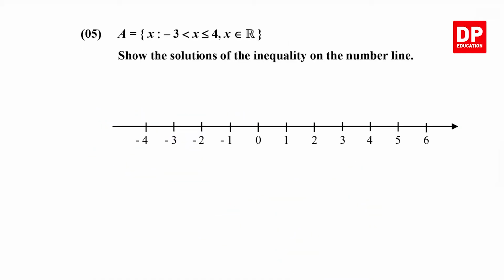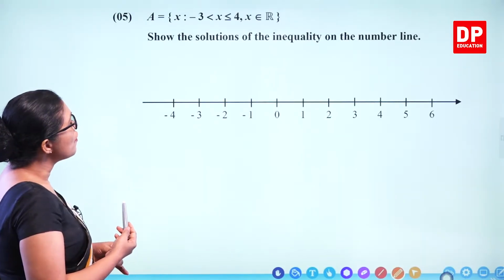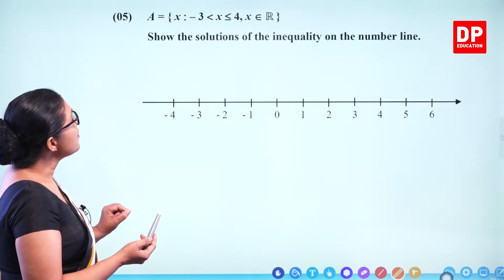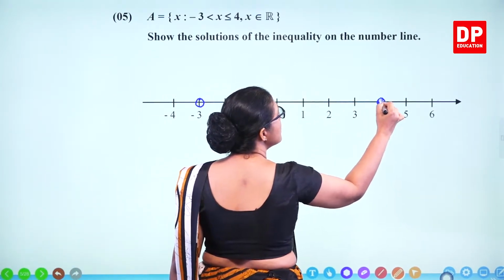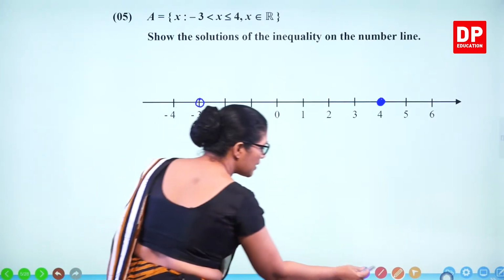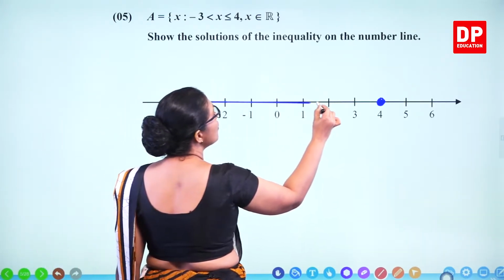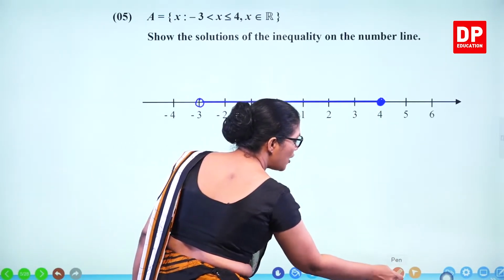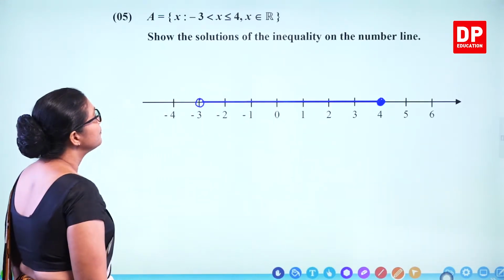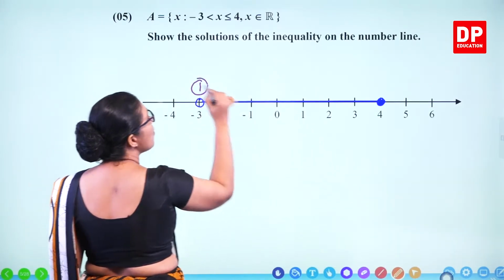Question number 5. A is given. X such that in between minus 3 and 4 and x is real. That means all possible solutions are there. Show the solutions of the inequality on the number line. Minus 3 is not included, so you draw an open circle. 4 is included, so you can draw the solid circle. So in between that, you can draw the line. In between that, you can write in between minus 3 and 4. So any value in between you can consider. So 2 marks you are getting for this point and this point.